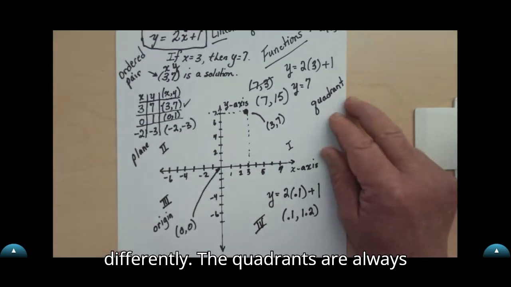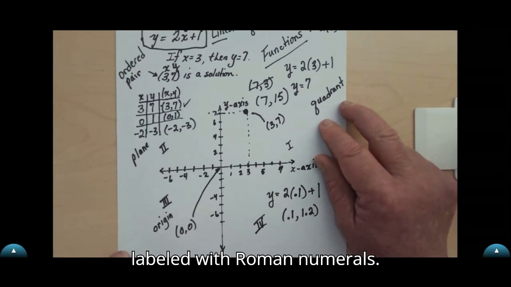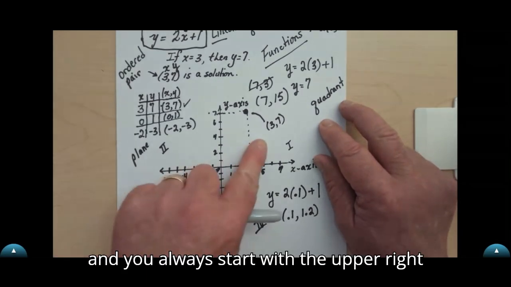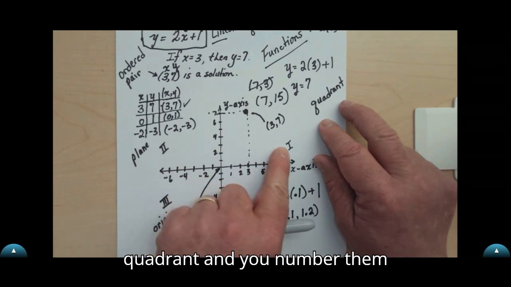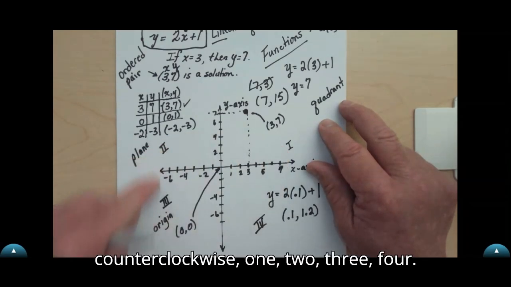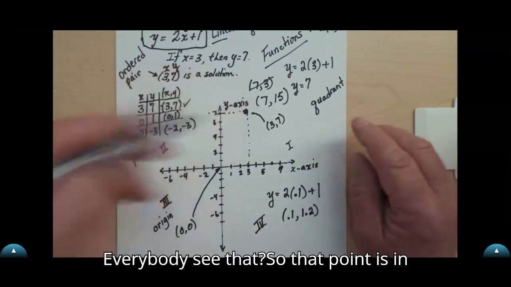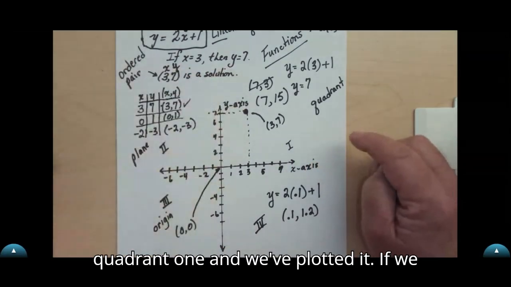The quadrants are always labeled with Roman numerals, and you always start with the upper right quadrant and you number them counterclockwise: 1, 2, 3, 4. Everybody see that? So that point is in quadrant 1 and we've plotted it.